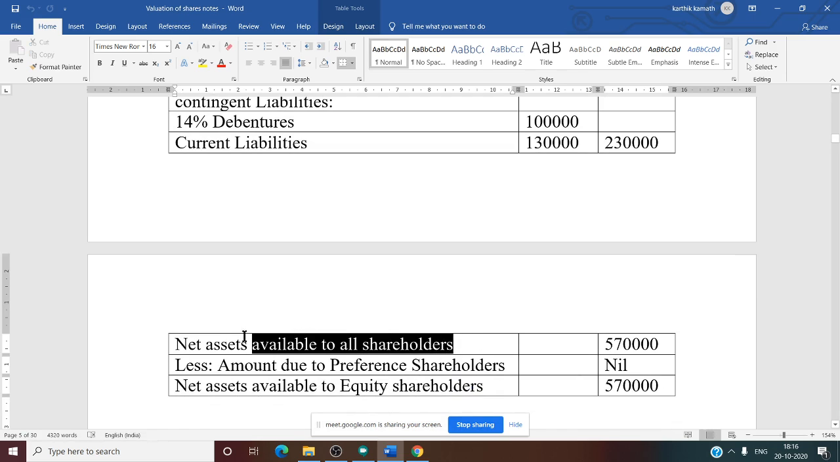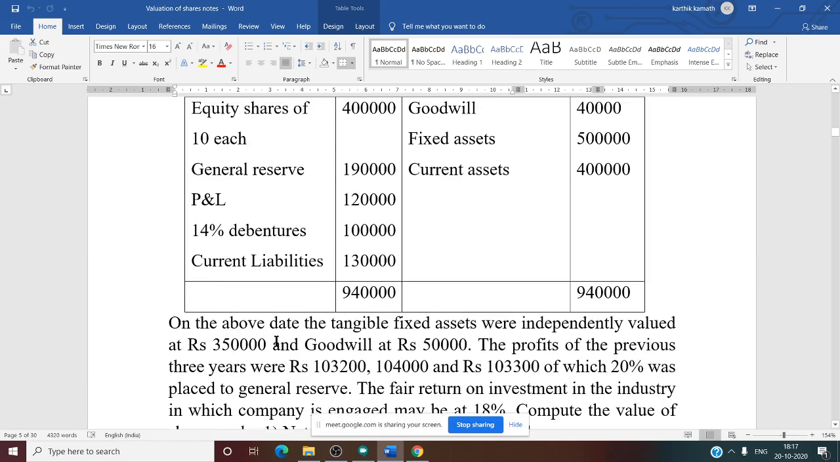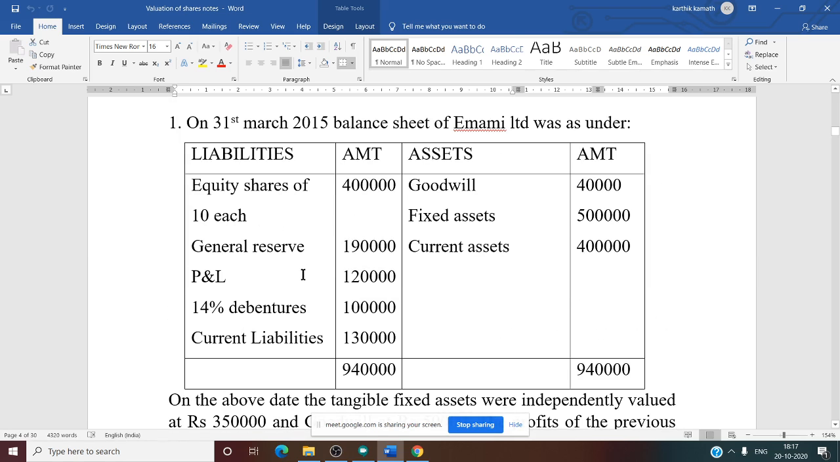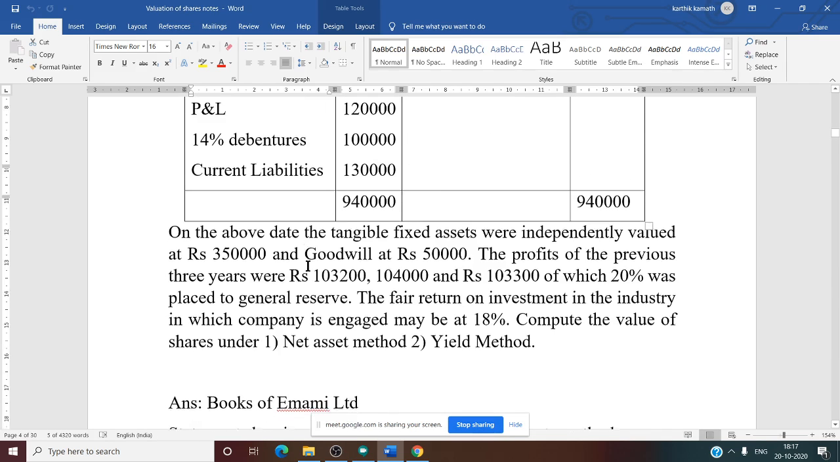But we want the net asset available to equity shareholders. So how to get it? You should deduct from the net asset available to all shareholders the amount due to preference shareholders. But is any preference share information given in the balance sheet? No information. See this, only equity share capital is mentioned. No preference share capital information is given. If it is given, then first you should write the preference share capital deduction.